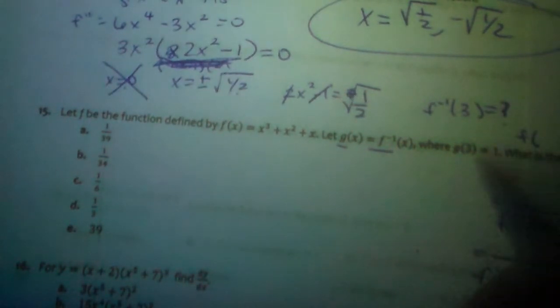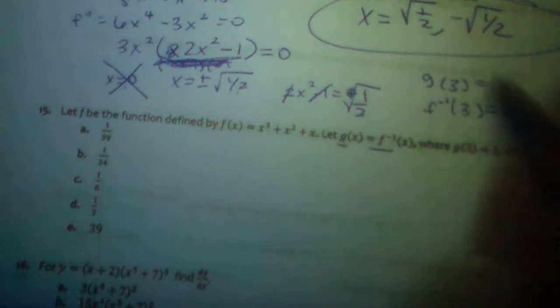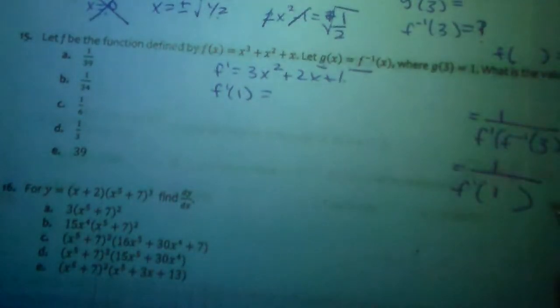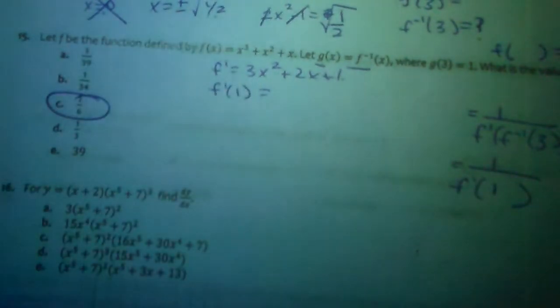And we know that g is f inverse, right? It says g is f inverse, so that's the same as g of 3. So that equals 1. So now I'm just doing 1 over f prime of 1. Well, here's f. F prime is 3x squared plus 2x plus 1. F prime of 1 is 3 plus 2 plus 1, which is 6. So the answer is 1 over 6.